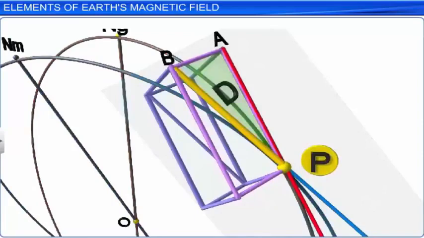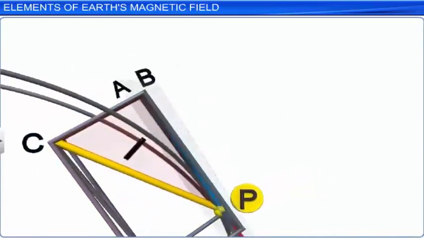The length of the line PB, to some scale, represents the magnitude of the horizontal component, HE, of the Earth's magnetic field at the point B. Rotate the line PB in the vertical plane such that it touches the parallelepiped at C. This angle of rotation is the angle of dip, I, at the point B. The line PC represents the magnitude and direction of the total magnetic field, BE, at the point P.